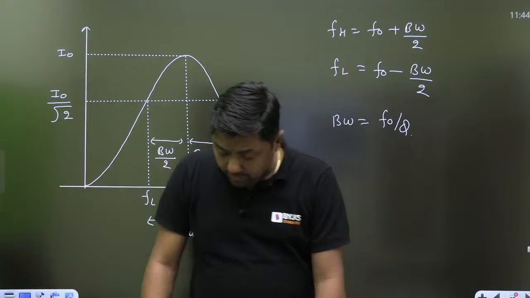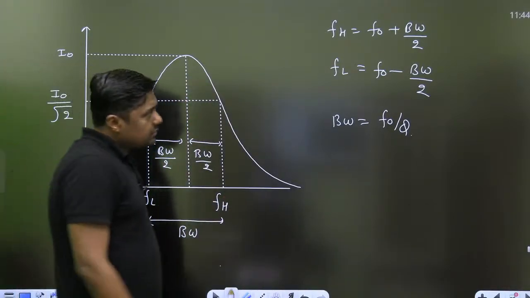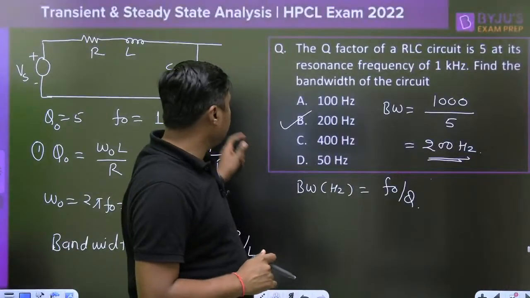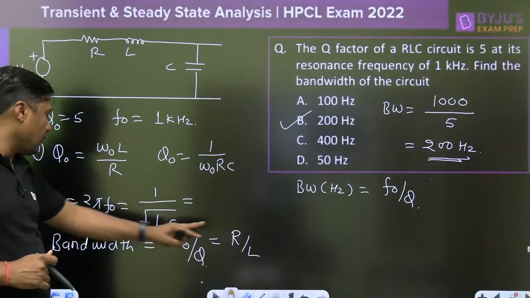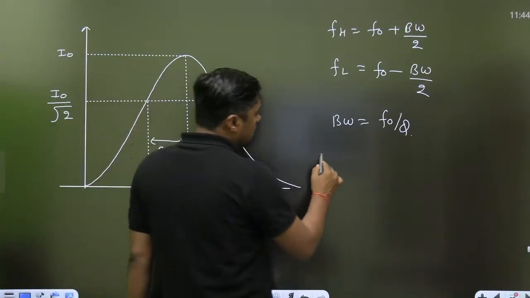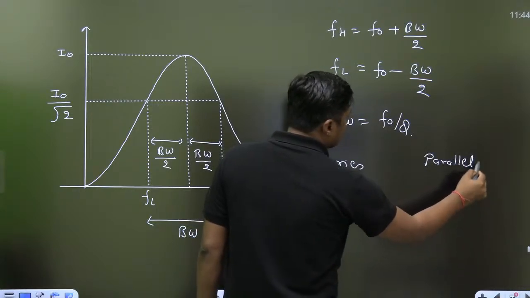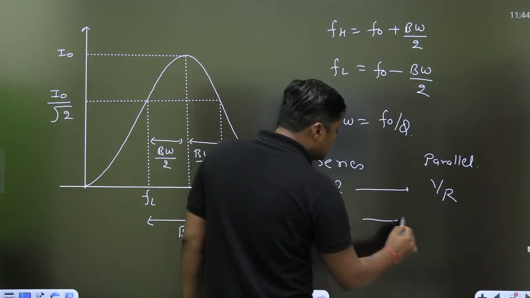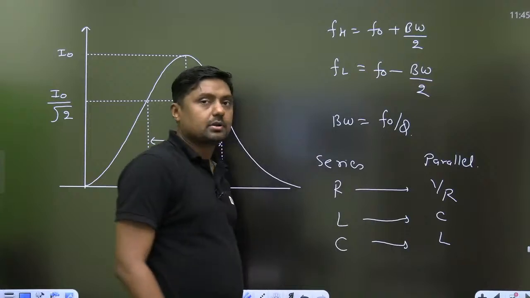And then, my dear friends, in a simple parallel resonance circuit, the general formula will remain the same, but the formula for the quality factor and the formula for the bandwidth will change. What will be the formula? Simply replace, this is the series, this is the parallel resonance. Replace R by 1 by R, L by C, and C by L. That is the simple concept.